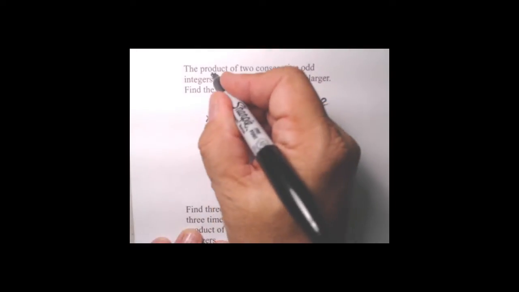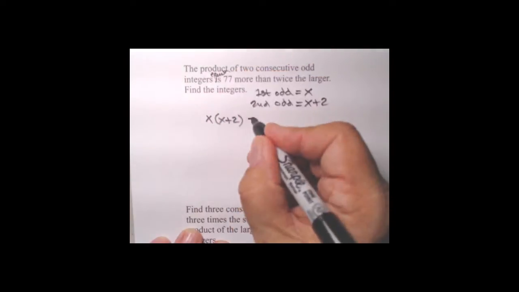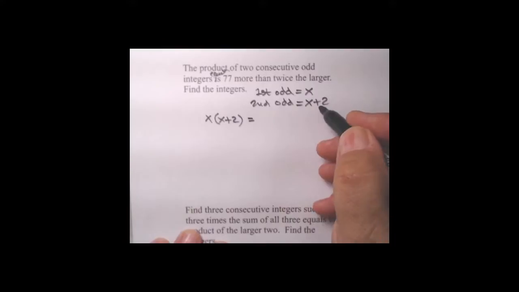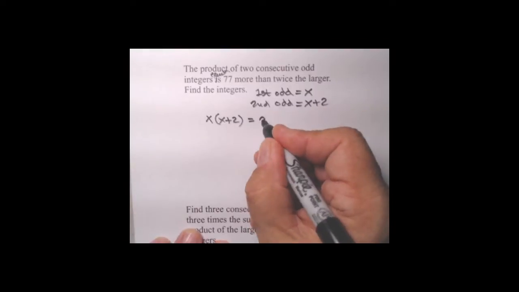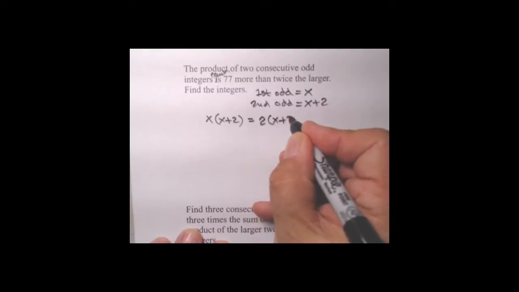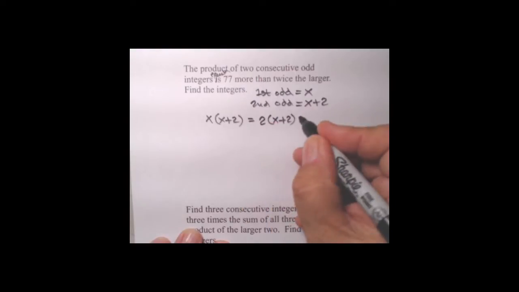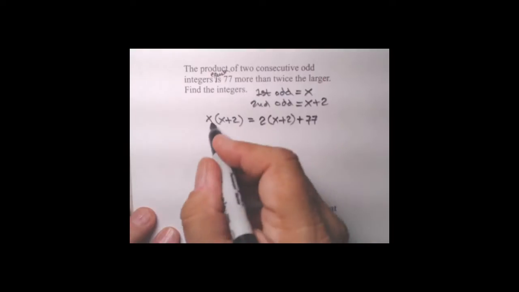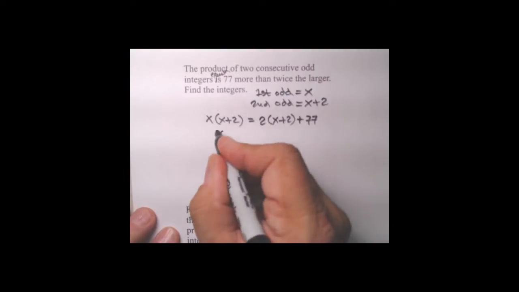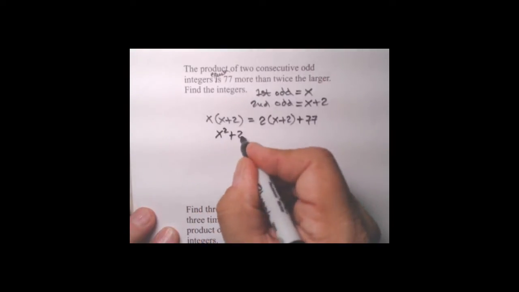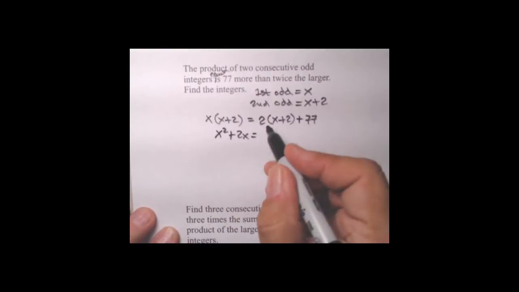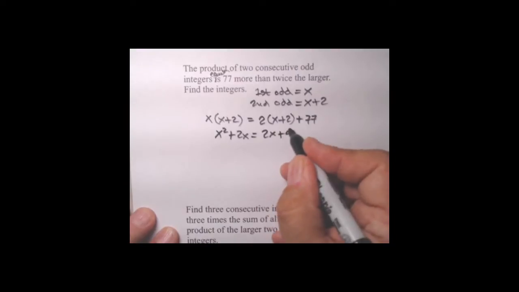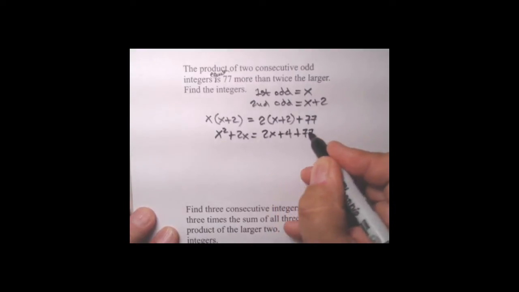equals, this is where the equals can go here, 77 more than twice the larger. Well, here's the larger, so I got to take twice the larger, 2 times x plus 2, 77 more means I've got to add 77. Let's clean this up again. x times x is x squared plus 2x equals, well, over here I've got 2x, 2 times plus 2 is plus 4, and then plus 77.